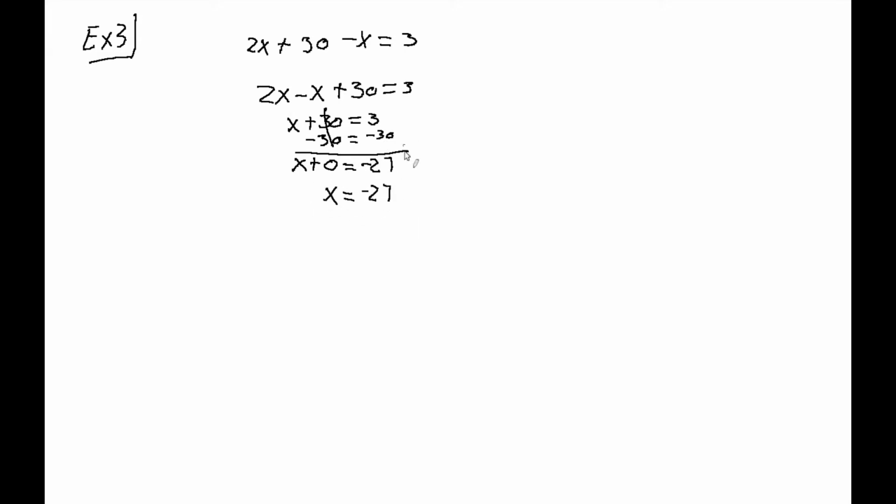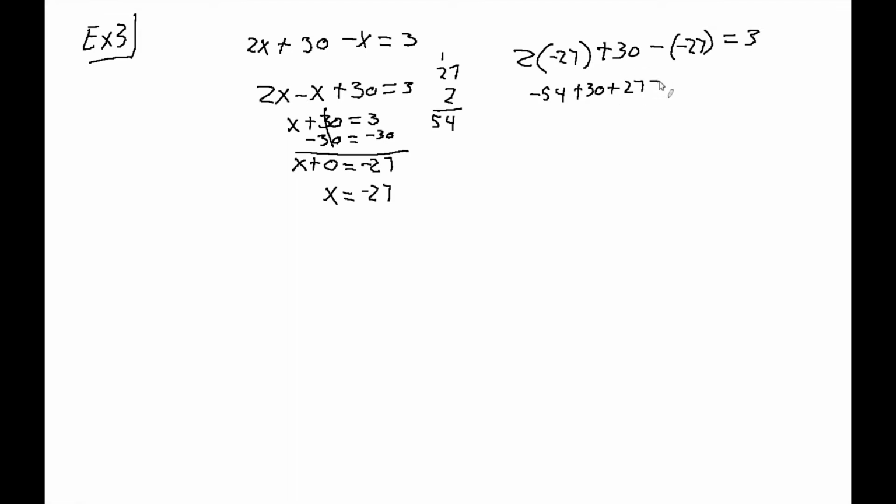Go ahead and check. Plug the x value into the original equation. 2 times negative 27 plus 30 minus negative 27 equals 3. We know 27 times 2 would be 54. So we have negative 54 plus 30, and then we have a negative times a negative number, which gives you just a positive number. So you can just add those together. So the 54 minus the 30 would give you negative 24.